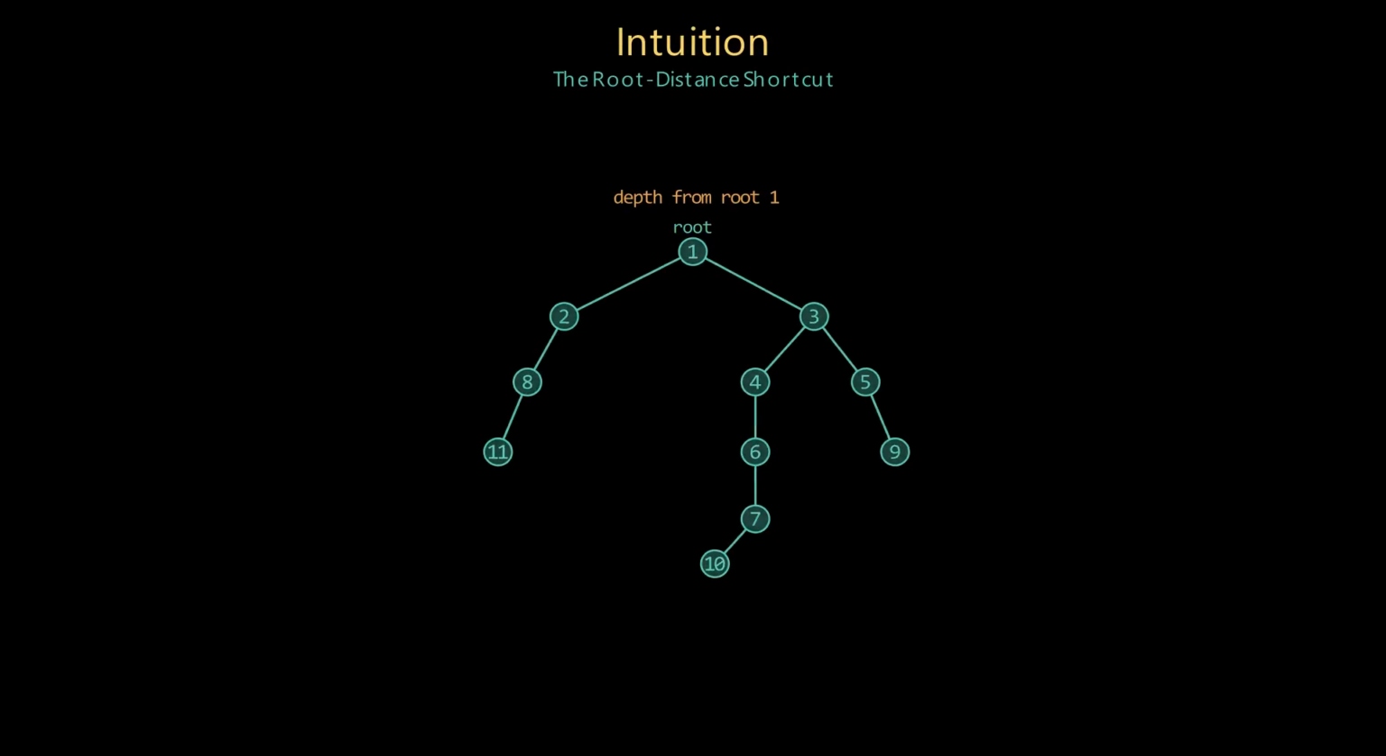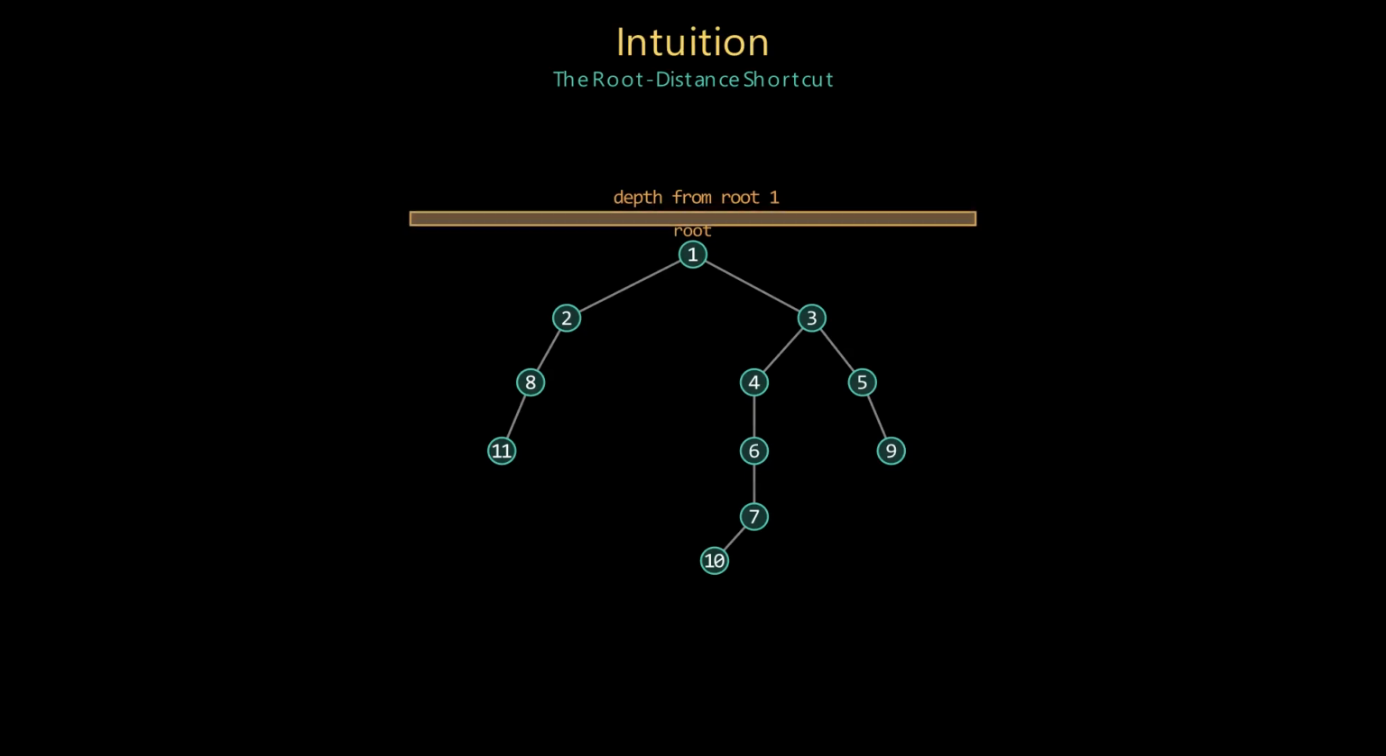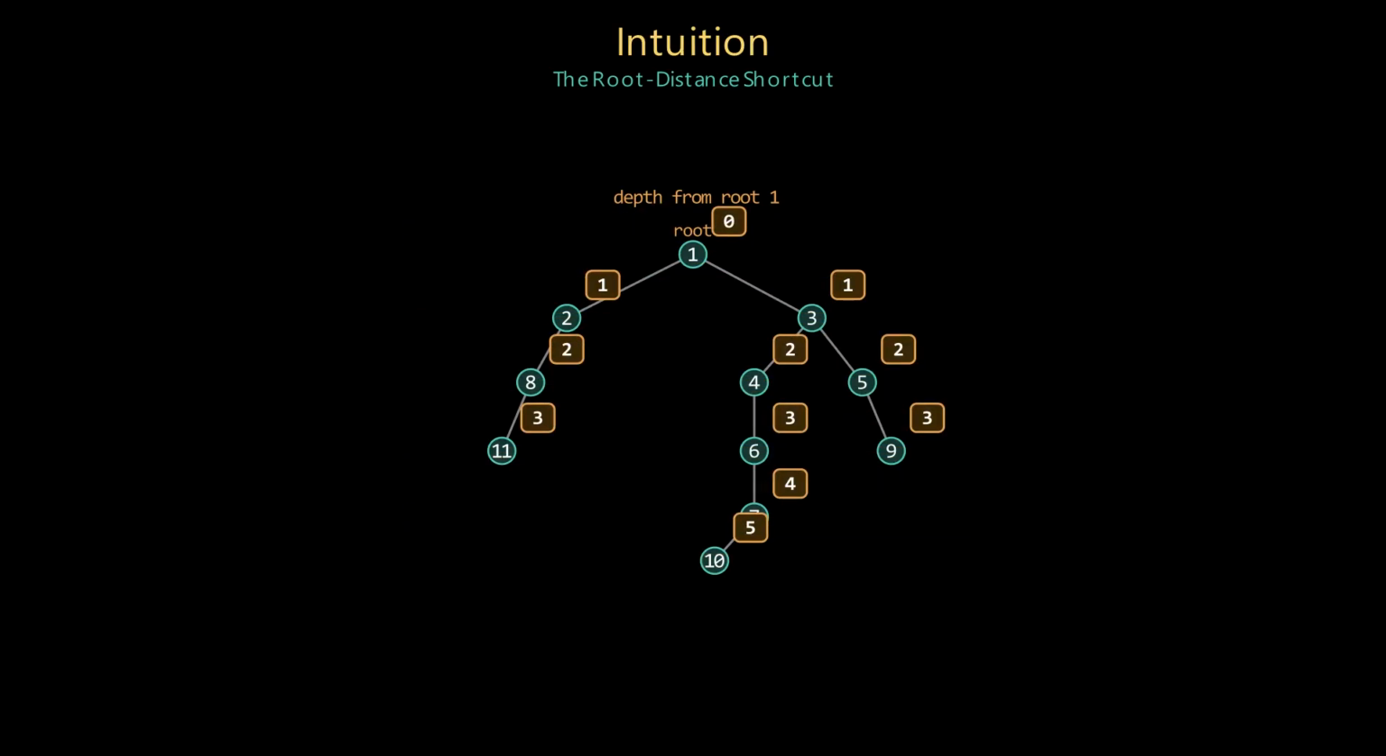To achieve true constant-time lookups, we can leverage tree geometry. By running a single initial pass from the root, we can measure and cache the exact distance from node 1 to every other node in the tree. If our 2 target query nodes sat on the exact same vertical branch, finding the path length would be trivial. It would simply be the absolute difference between their precalculated root depths.